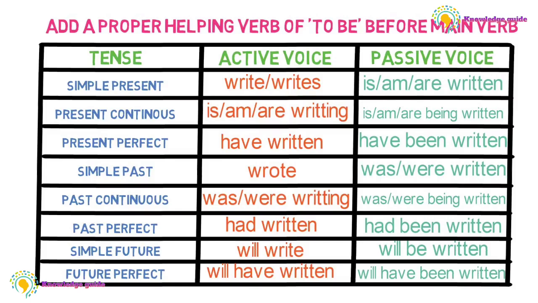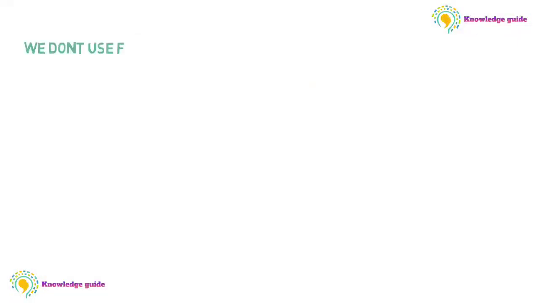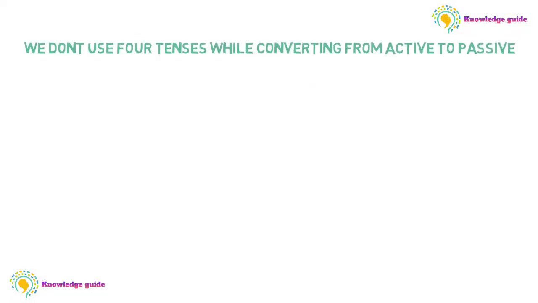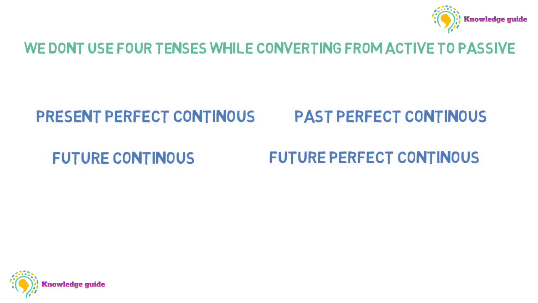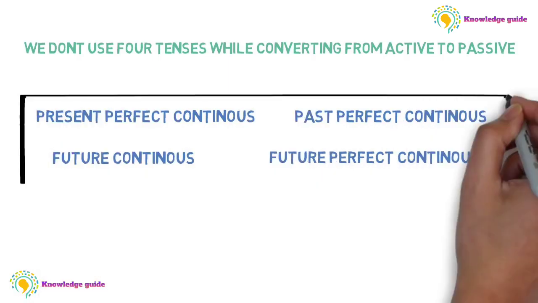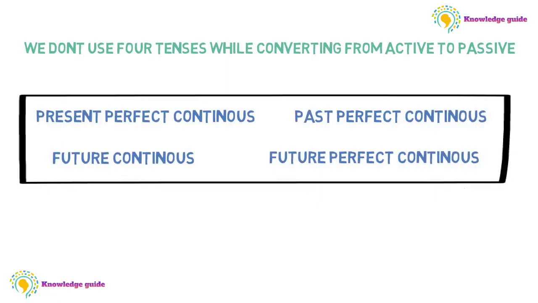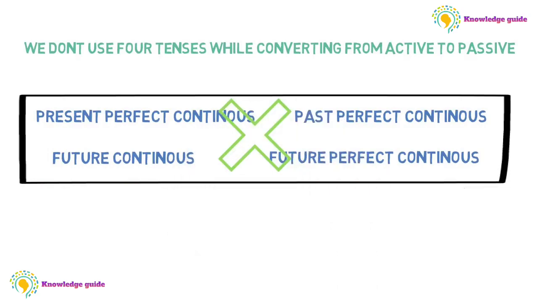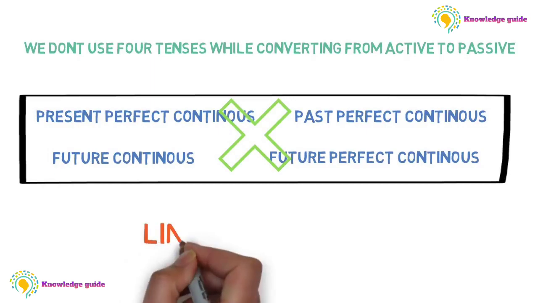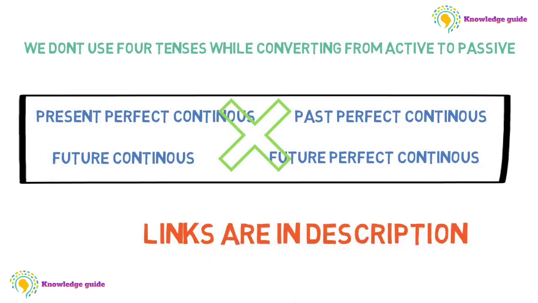So you may have noticed that in this chart we have not used 4 kinds of tenses, which are present perfect continuous, past perfect continuous, future continuous and future perfect continuous. In English grammar, we don't use the conversion of these 4 kinds of tenses as their conversion is grammatically not correct. To know more about tenses, please watch the playlist that is given in the description.